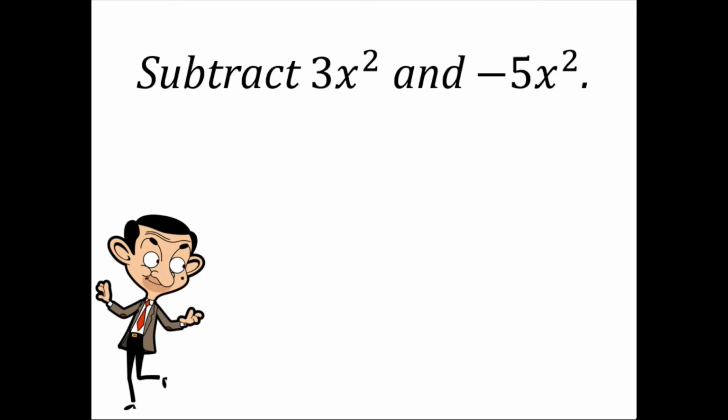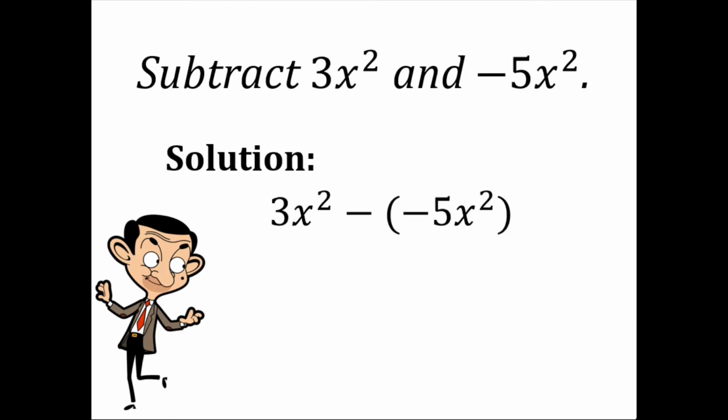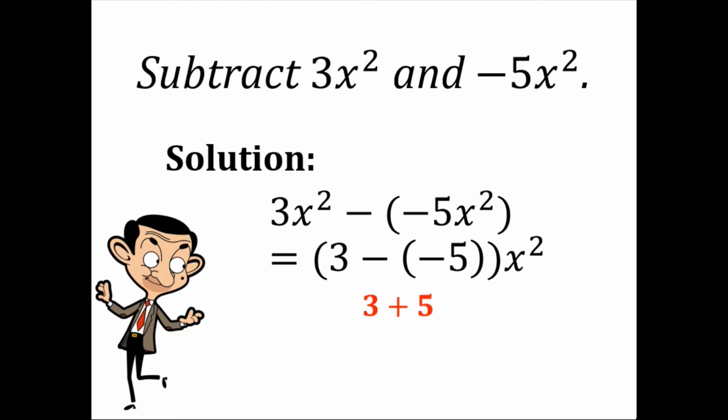Also, if we are to subtract 3x squared and negative 5x squared, that is 3x squared minus negative 5x squared. Subtract the numerical coefficients 3 minus negative 5 and copy the literal coefficient x squared. 3 minus negative 5 becomes 3 plus 5 following the rule in subtracting integers, so that it becomes 8. The literal coefficient is x squared, so the difference is 8x squared.